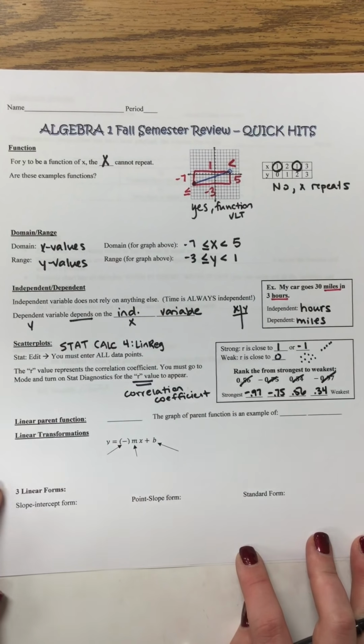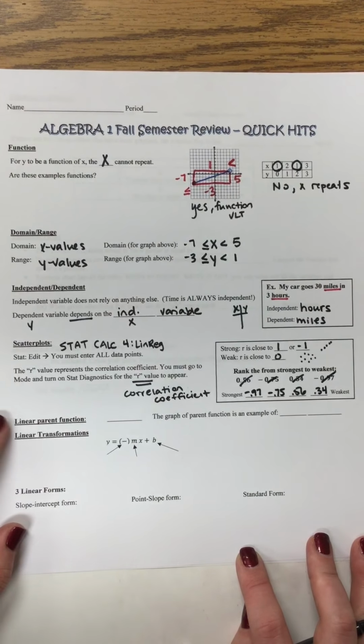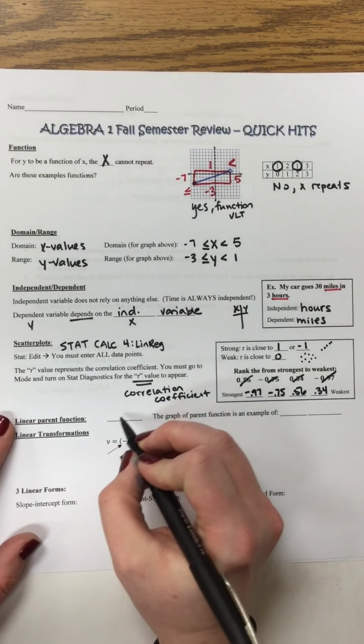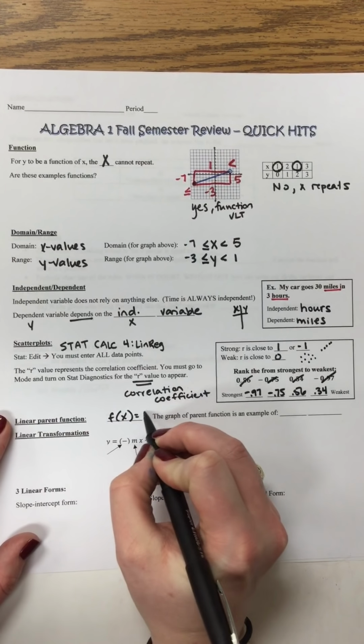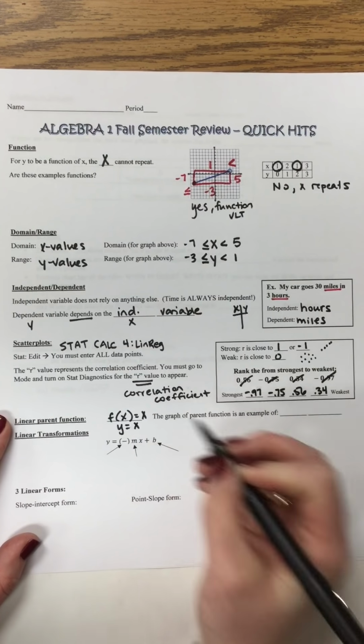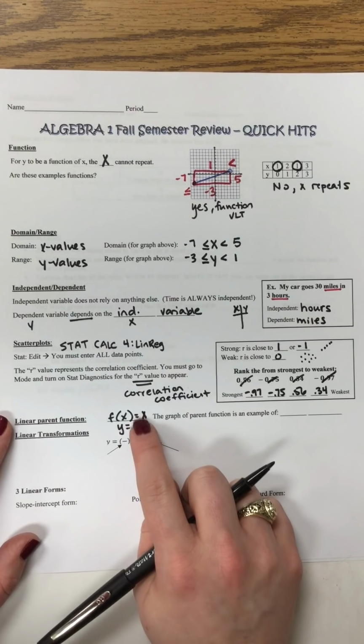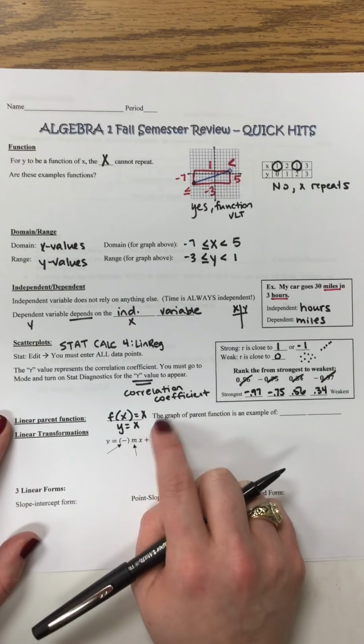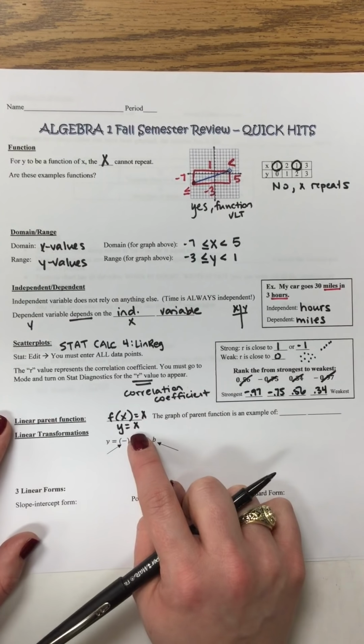Okay, so that was all the stuff we did in the basics of functions and x's and y's, and then we finally got into linear. So the parent function for linear was f of x equals x, or just y equals x. It was the most basic function. There was no real slope except for 1. There was no y-intercept. It was just the most basic x.